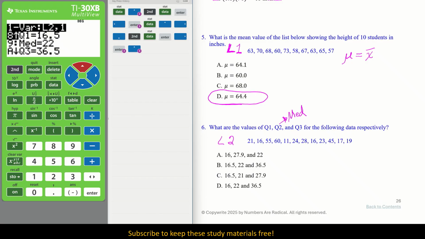And that means that A is out. Let's see, B, 16.5, 22, and 36.5. B is it. C, no. D, definitely not it. Okay, so option B is what we need. All right, this is the last question in our video.